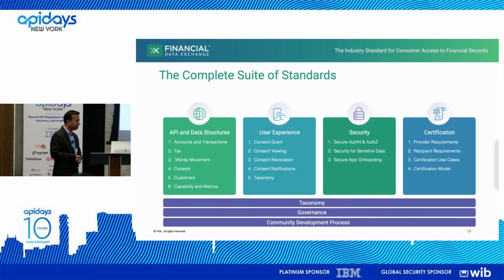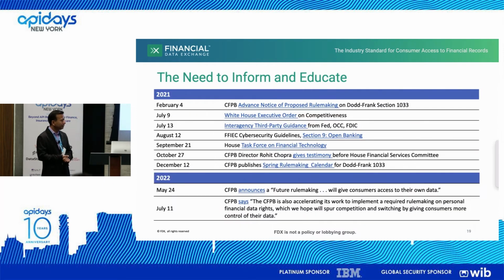So here's the complete suite of standards, informed by taxonomy, governance, and community development process. And finally, on the standard side, there is also a need to inform and educate as the regulators move ahead with policy making. We do not advocate. We don't pick winners and losers. We leave that to the policymakers to set policy objectives, but we want to make sure the policies are informed by technology and what's happening out in the industry.